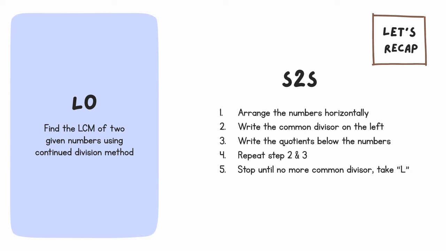Then step 4, repeat step 2 and 3 if you need to. You do not need to repeat step 2 and 3 all the time. It depends on the questions that you got when you divide with a common divisor. And then step 5, stop until no more common divisor and take the shape L, where you need to multiply all the numbers and get the lowest common multiple.